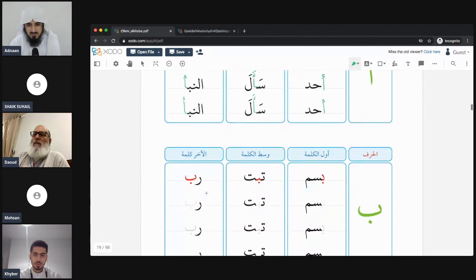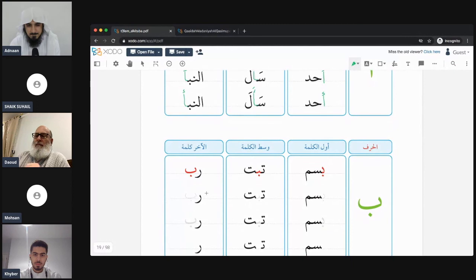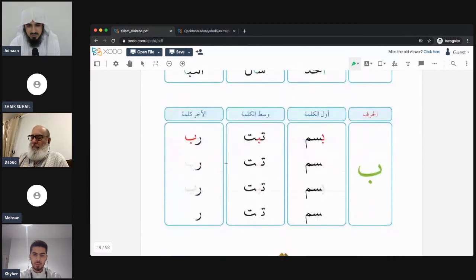Have you finished all of them? Yes. Okay, we'll do this one here. This is the last one for today. And then tomorrow, inshallah, we'll take another page from here. So this is Ba. So you can read for us. Ba, Sin, Mim. Ahsant. So we can start writing.